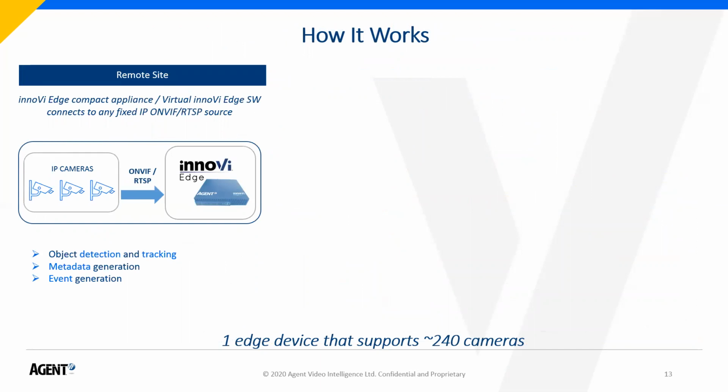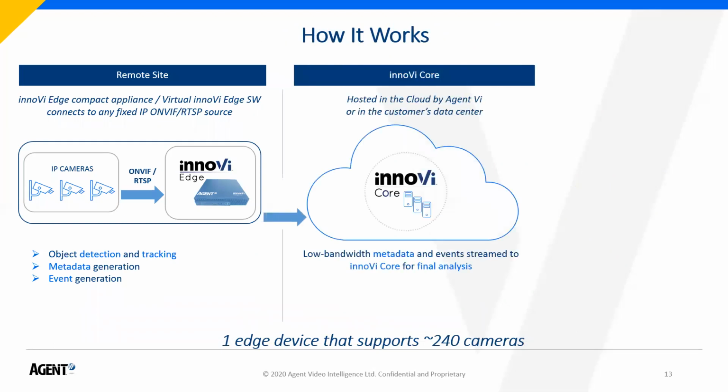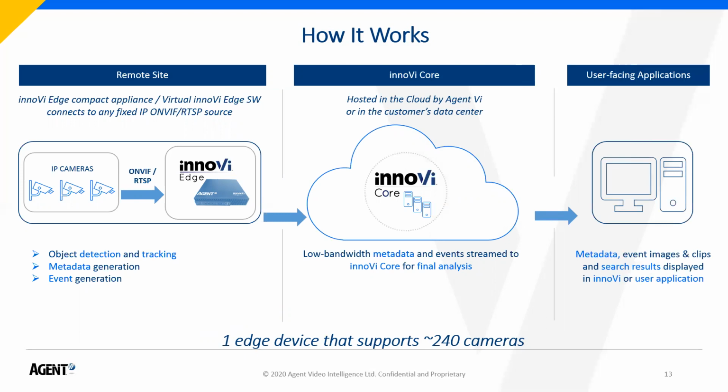At the camera's network, innoVi Edge retrieves the video stream from the cameras using standard RTSP and ONVIF protocols, and then processes the video to perform object detection, tracking, metadata creation, and event generation. The data is then streamed at a very low bandwidth to the innoVi core for additional processing and management purposes. The innoVi core then serves as a gateway to third-party applications to send process data, events, search results, and statistical data.